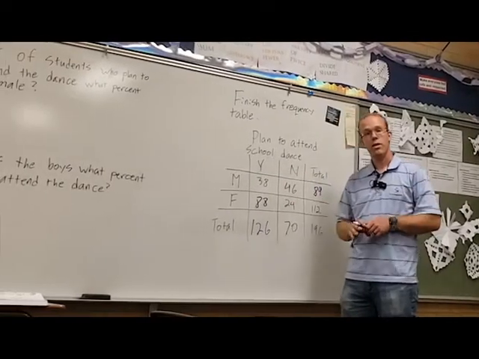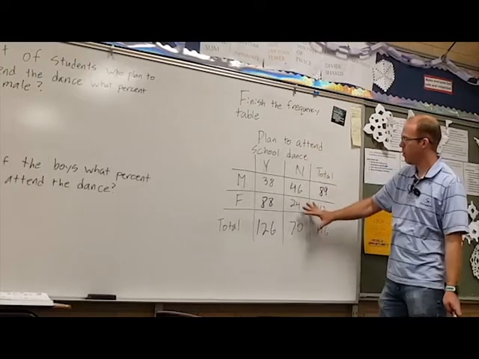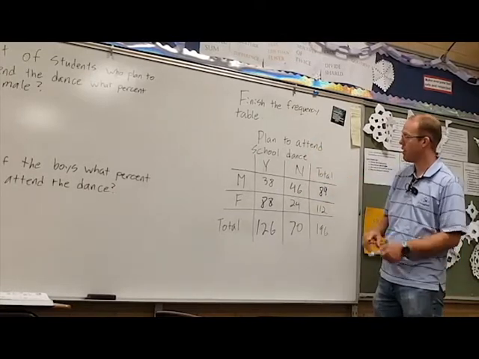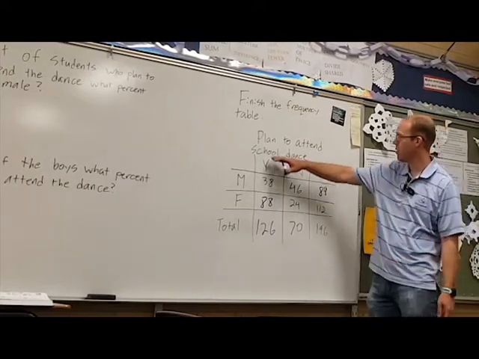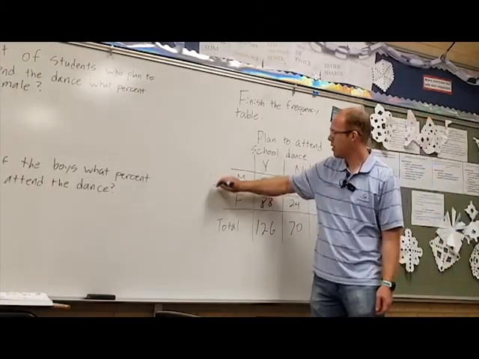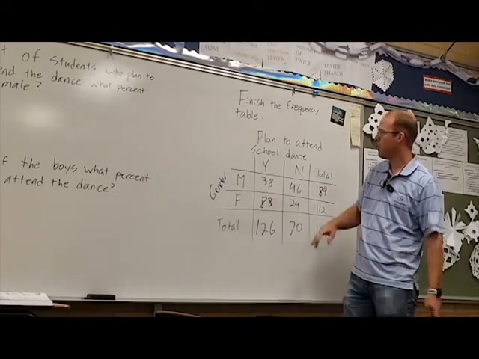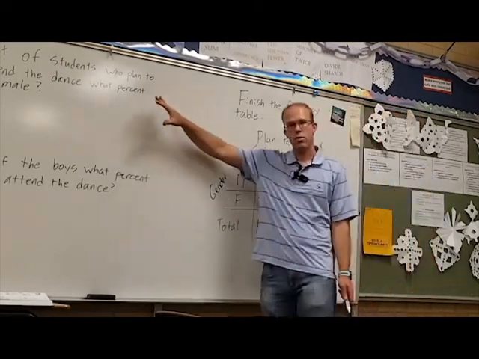We're doing some more examples with our relative frequency tables. Here you can see this survey on whether or not students plan to attend the dance. We have our categories of yes or no for whether they are going to attend, and then their gender on this side, whether they're male or female. And we have a couple of questions that we need to answer.